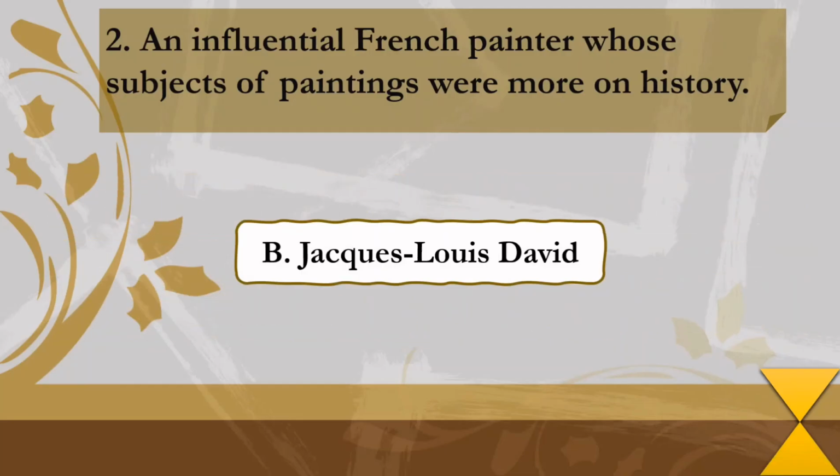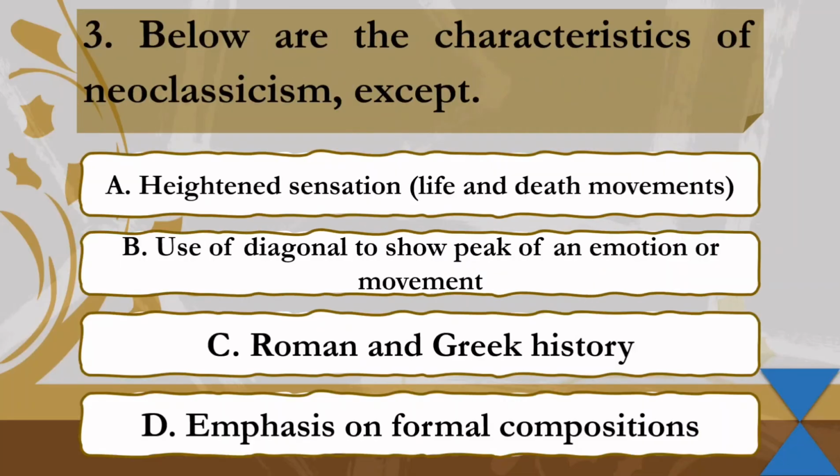The correct answer is B. Jacques-Louis David. 3. Below are the characteristics of neoclassicism except A. Heightened sensation, life and death movements. B. Use of diagonal to show peak of an emotion or movement. C. Roman and Greek history. D. Emphasis on formal compositions.